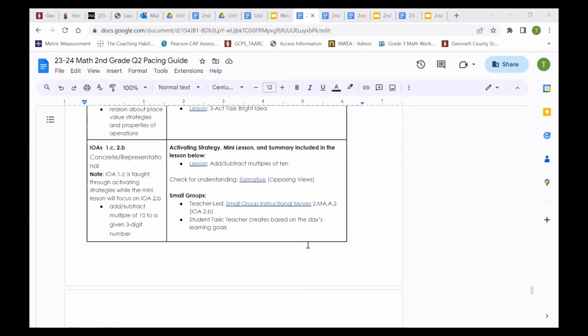You will notice for the next 4 days of the pacing, students will build foundation and fluency through the clustering of AKS 1, IOA 1C, and AKS 2, IOA 2B.